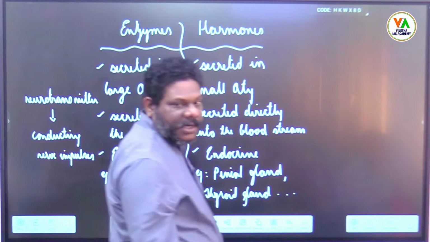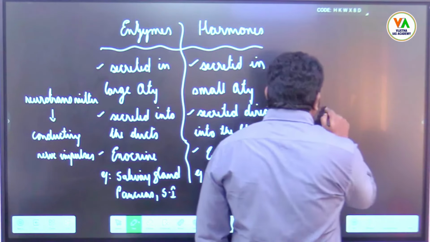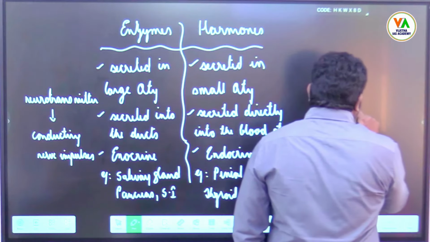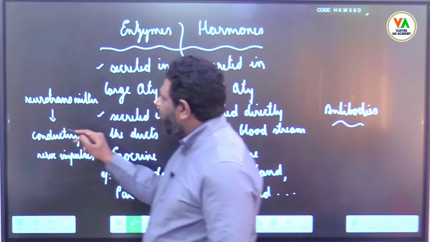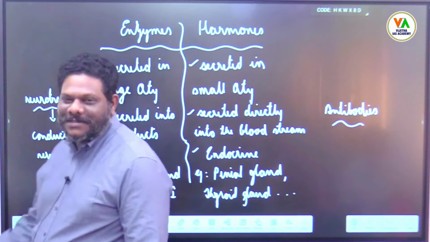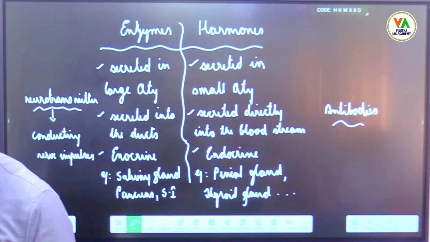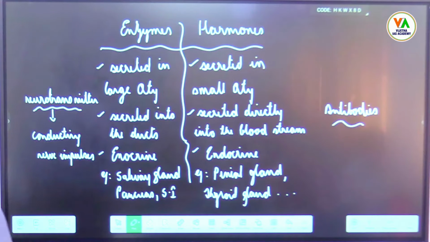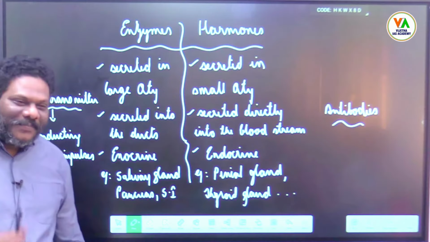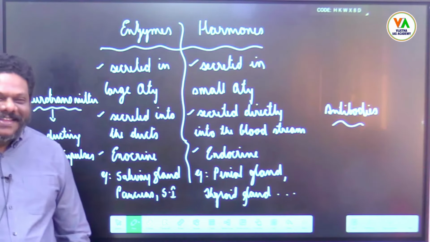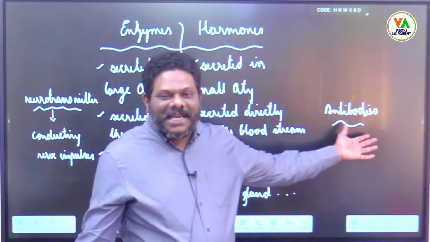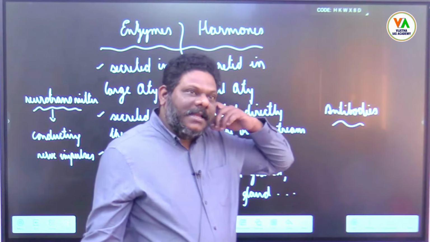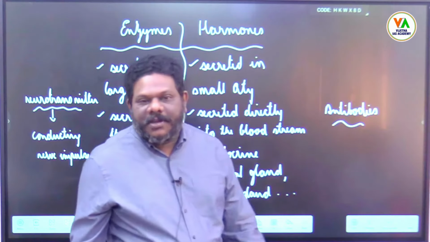Antibodies, you know antibodies, no? What are antibodies? Don't say we don't know what antibodies are. Now you are all acting like Ghajini. What are antibodies? Immunity, for immunity. So antibodies are produced against an antigen. These antibodies are responsible for your immunity.